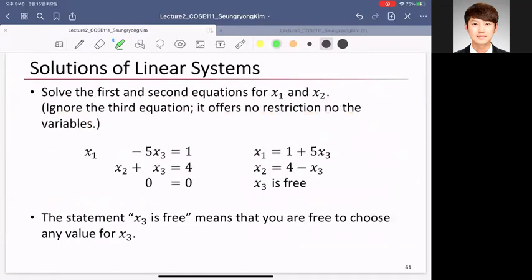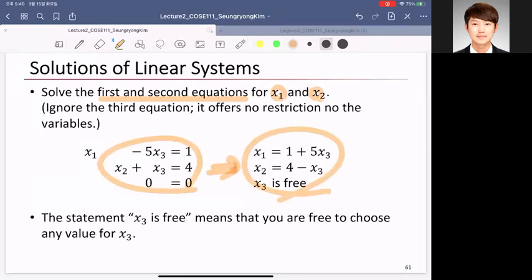Again, we can solve the first and second equations for x1 and x2. Ignore the third equation, since it offers no restriction on the variables. So x1 is equal to 1 plus 5x3, x2 is equal to 4 minus x3, and x3 is free. Free means x3 can be any value. To say x3 is free means that you are free to choose any value for x3.